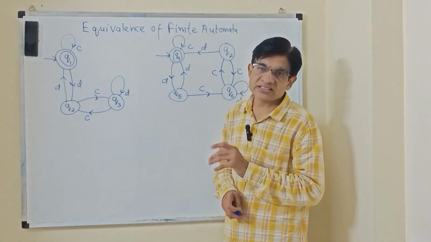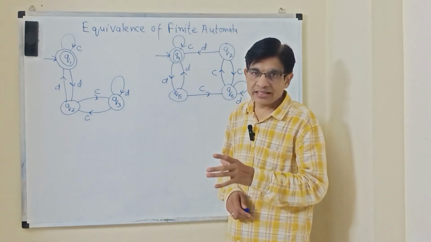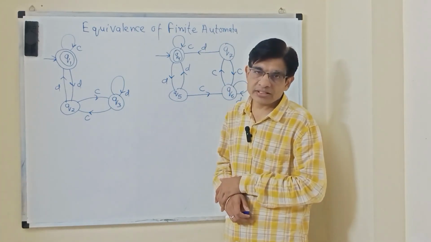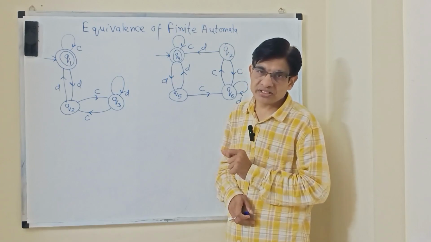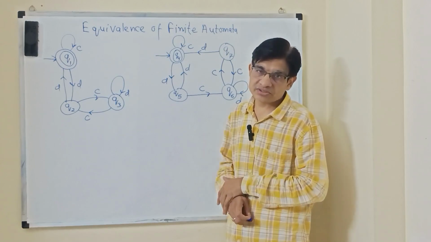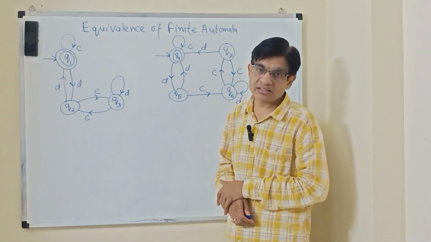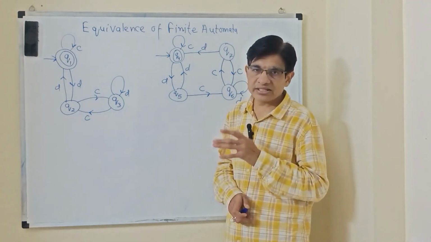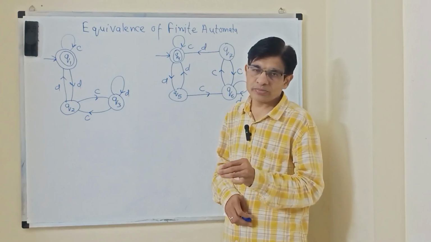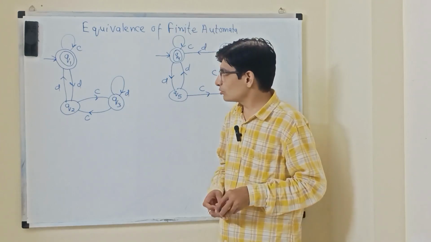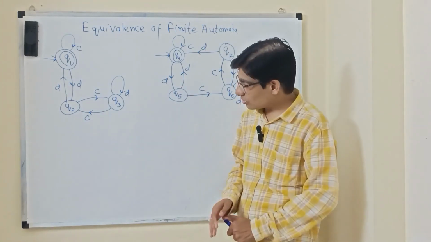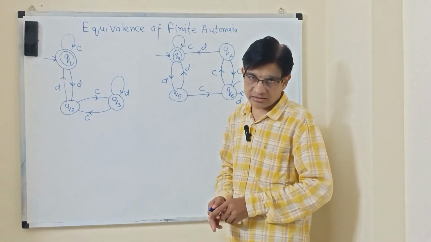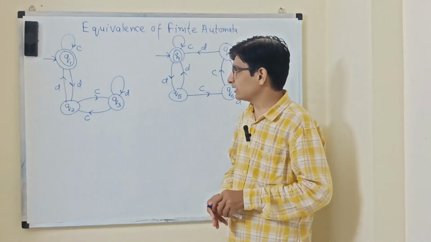If they are accepting the same language, then they are considered the same. If both finite automata are accepting the same strings and rejecting the same strings, that means they are accepting the same language. Then we can say these two finite automata are equivalent. So today we will see how to check this equivalence. There is one method, and I will tell you that method.